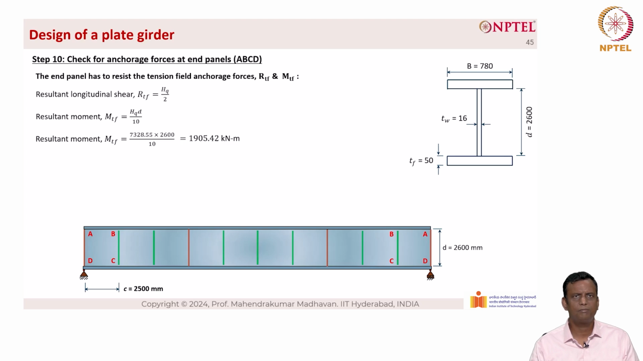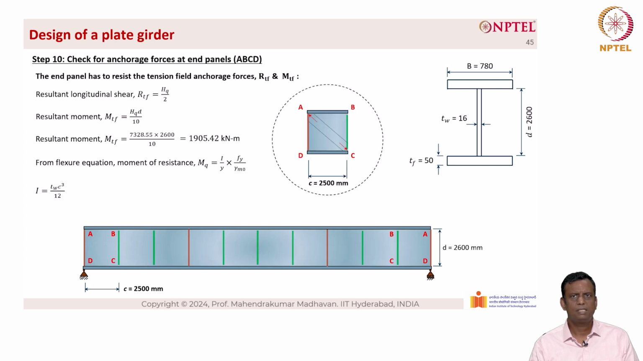which is HQD by 10, which is equal to 1905.42 kilonewton meter. Now from the flexure equation, the moment of resistance MQ is given as I by Y, which is the section modulus, multiplied by the yield strength, and here we have to divide by gamma m naught because the partial material safety factor is required. So we have I equal to TW into C cube divided by 12, which is width into D cube by 12, and the width here is the thickness of the web. And if you can see here, for the panel ABCD, the depth is 2500 because it is acting as a beam in this direction. It is bending about XX, and hence we have Y equal to C by 2.